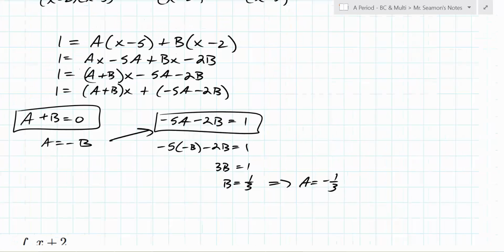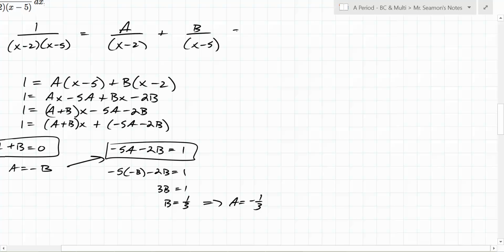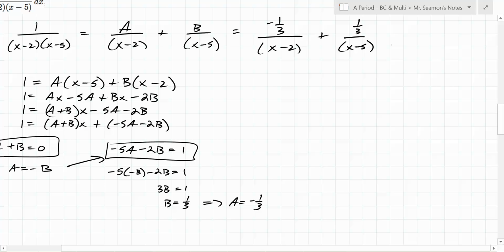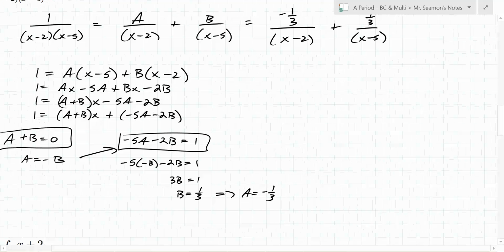So if we used all that logic right there, we now can write this as negative 1/3 over x minus 2 plus b, which is 1/3 over what? X minus 5. At this point, is that something you guys are pretty comfortable integrating? Get some natural logs in there, take the fractions up front. That's nice. Now, here's the challenge, not the challenge, but is there a faster way?